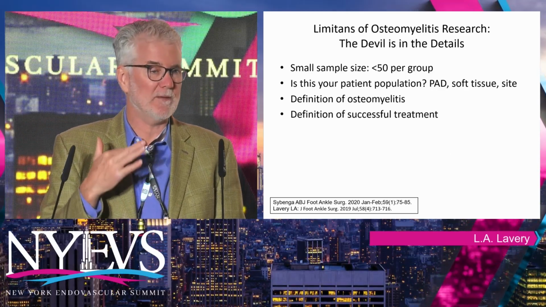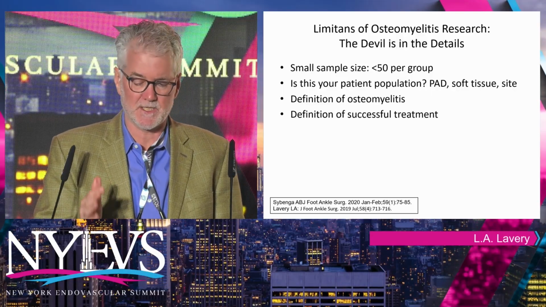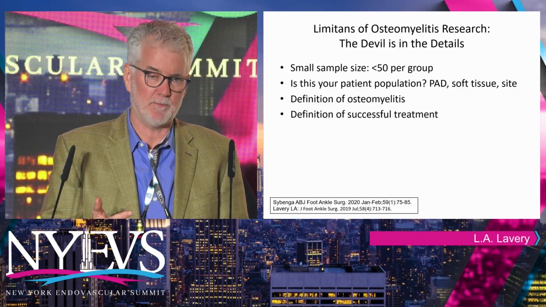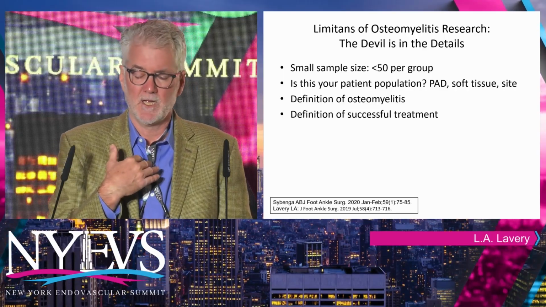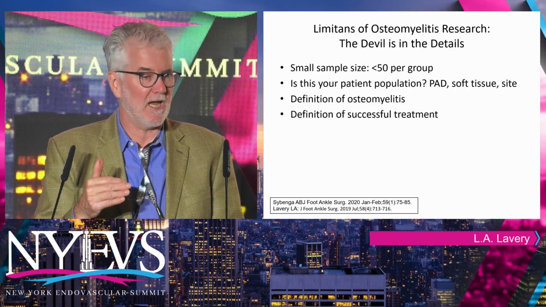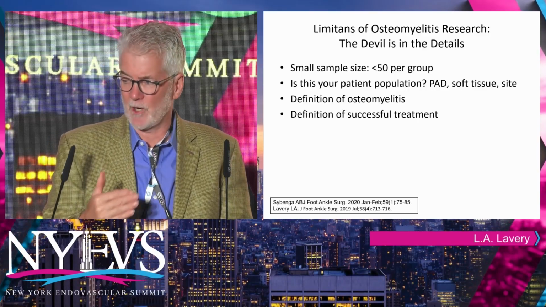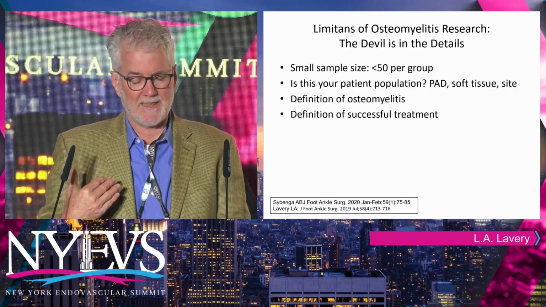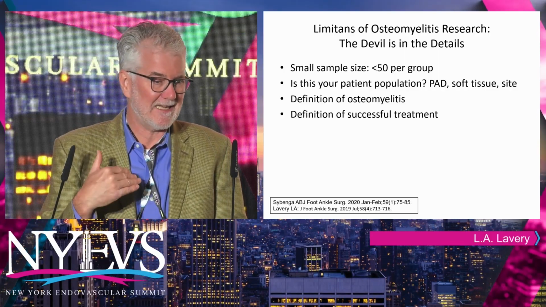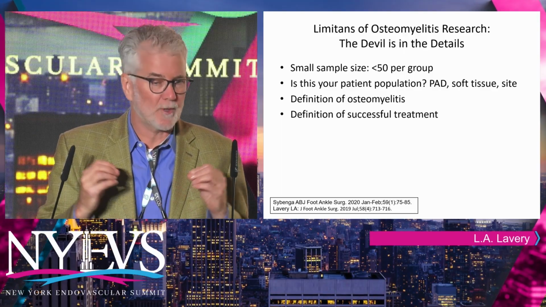So I guess I want to start by saying exactly what the last speaker pointed out. A lot of what we believe about diabetic foot osteomyelitis is based on really small studies. Most studies have less than 50 people in each treatment arm. If you were trying to get funding from the NIH, this would be okay preliminary data, but there are very few large, robust clinical trials. I think the other thing you have to ask yourself is, is this your patient population? The patient selection is really heterogeneous.